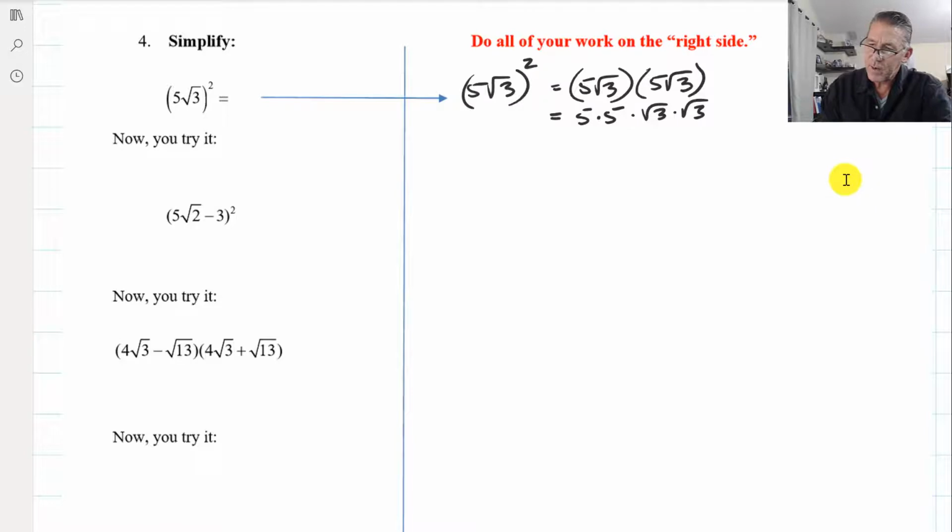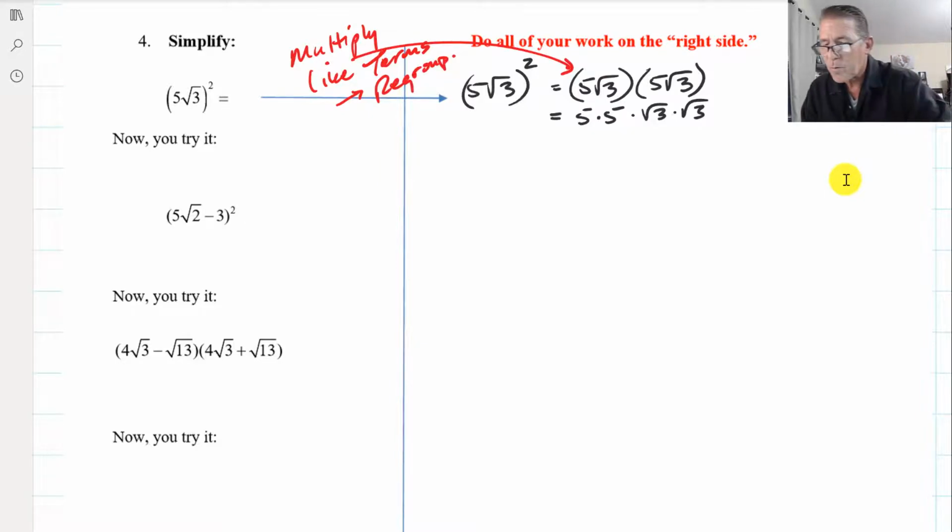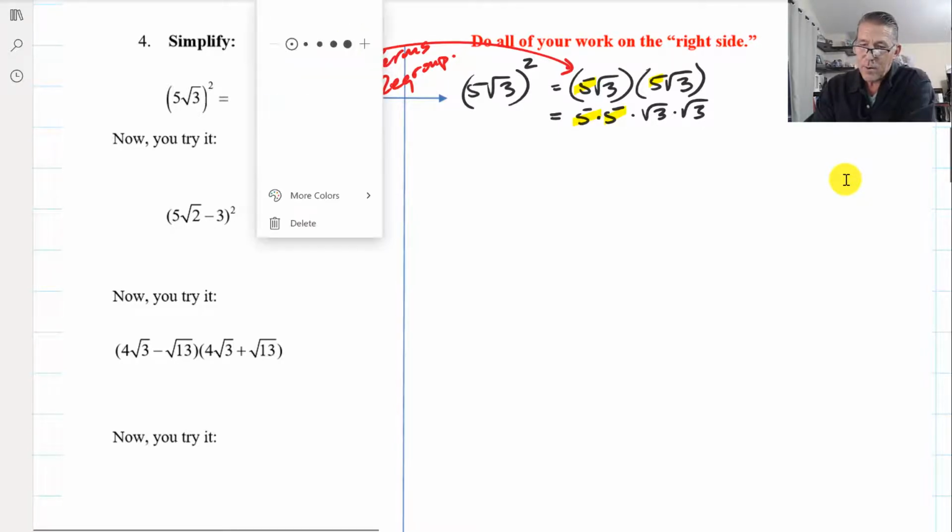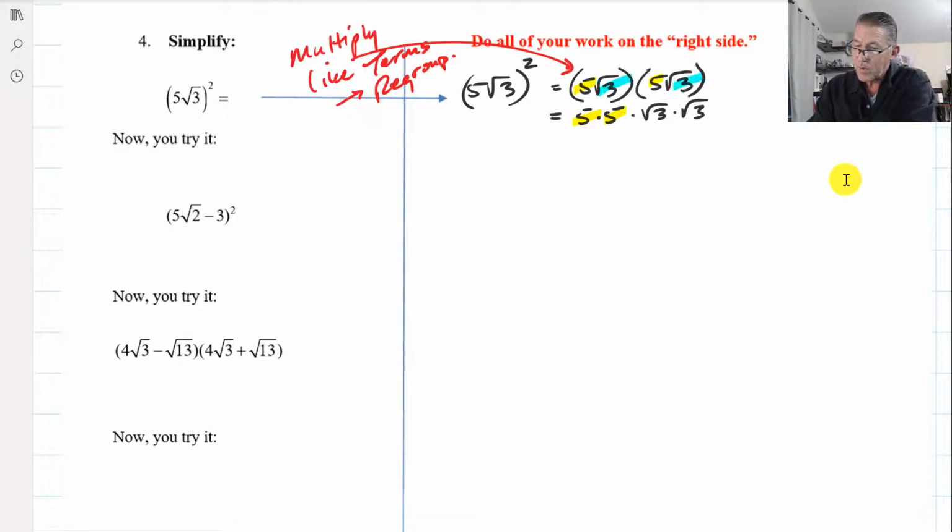Okay, so let me write that out. Multiply like terms. So I just rearrange, regroup, right? Because the order in multiplication does not matter. So what you do is you multiply the like terms, 5 times 5. Then you multiply the roots because those are the irrational parts, and then you get a result. So obviously 5 times 5 is 25. Root 3 times root 3 is root 9, which is just 3. And so the end result is 75. Oops, not 72, 75.